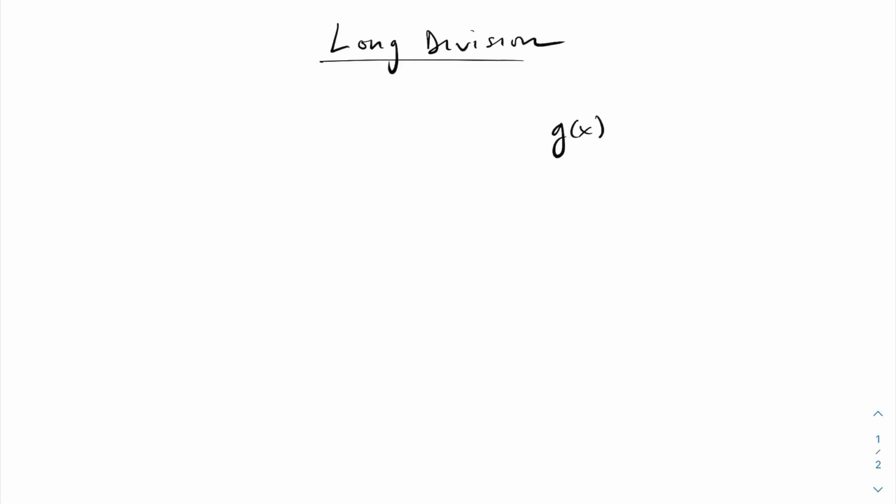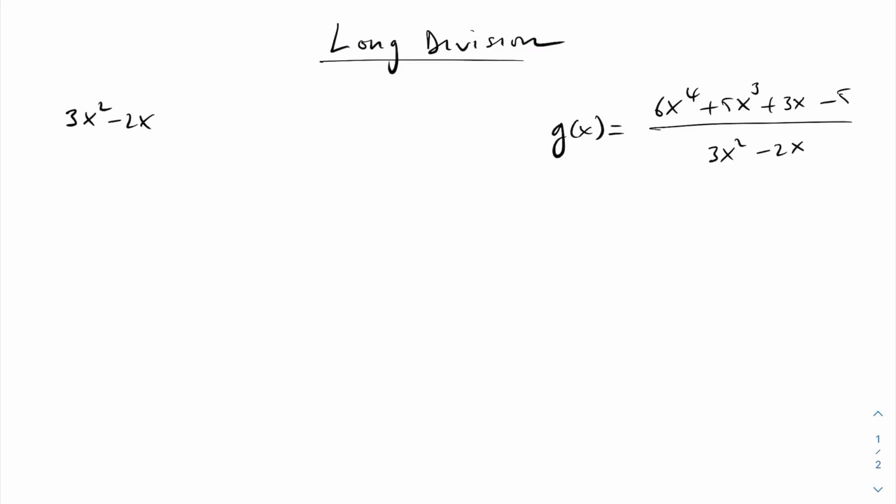So in this case, we're going to have g of x equals 6x to the power of 4 plus 5x to the power of 3 plus 3x minus 5 divided by 3x squared minus 2x. Okay, so again, we have a numerator here, which is the dividend, divided by the denominator, which is a divisor. So we're going to go ahead and put our divisor here, 3x squared minus 2x, and then we're going to put our dividend here under the division sign. And so that's going to be 6x to the power of 4 plus 5x cubed plus 3x minus 5.